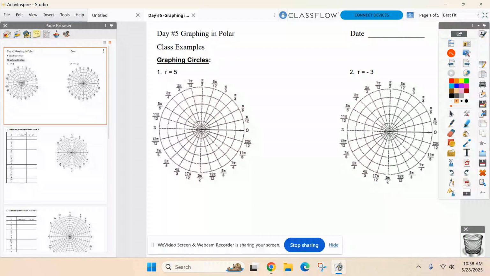These are the very base. Let me start out with a very basic graph. R equals 5. What's that telling you? Any angle you go to, the R value is 5. Remember, that tells me how far I go out from the middle.